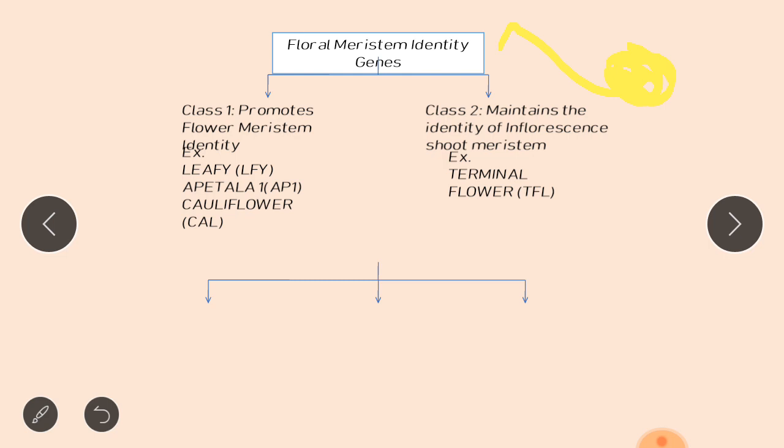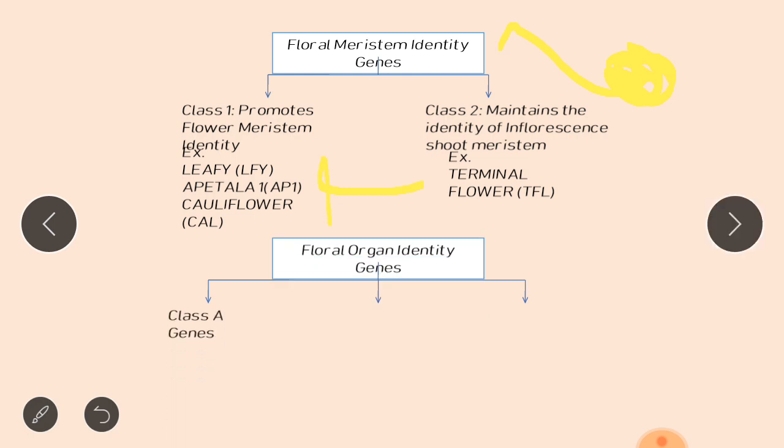This means LEAFY, APETALA 1, CAULIFLOWER and SUPPRESSOR OF CONSTANS are responsible for conversion of shoot to floral meristem, while the class 2 gene like TERMINAL FLOWER maintains the shoot meristem and does not allow conversion to floral meristem. They are the suppressors of these genes. So if the TERMINAL FLOWER gene is present, the floral meristem will not form, and the whole system will be termed an inflorescence shoot meristem.